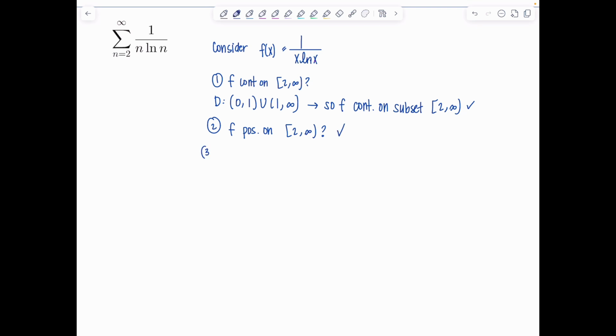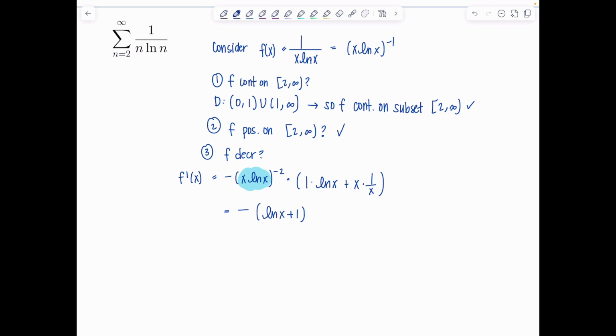And then the last thing I need to check is, is f decreasing. So I'm going to take the derivative. If you want to remind yourself, it's x ln x to the negative first power. That might help. So f prime of x is going to be negative x ln of x to the negative second, and then we have to do the chain rule, multiply by the derivative of the inside, which is going to be 1 times ln x, product rule time, plus x times 1 over x. So then I'm going to have negative ln of x plus 1, that's all this right here, and then let me put over x ln of x squared.